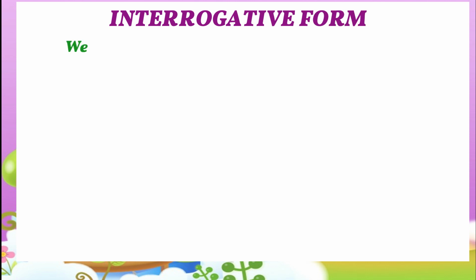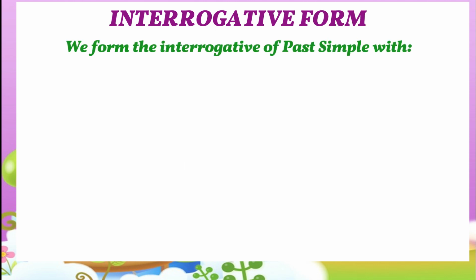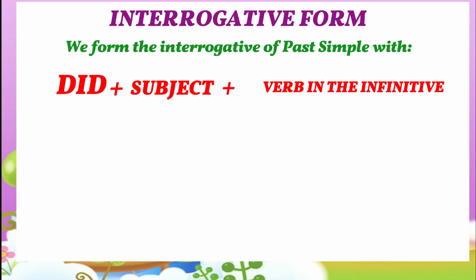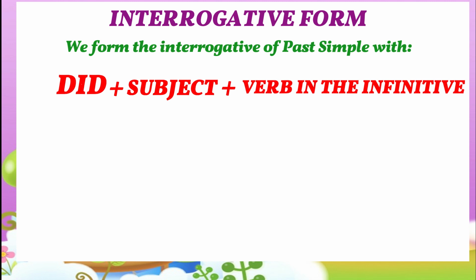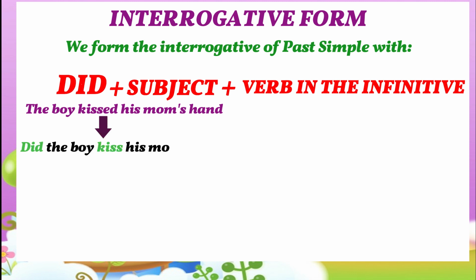The interrogative form. Now we form the interrogative of the past simple with did plus subject plus verb, with the verb in its base form again. Look at these examples. The boy kissed his mom's hand. Question: did the boy kiss his mom's hand? Yes, he did. If he didn't do the action, the answer would be no, he didn't. And these are short forms of the answers. Short answers.